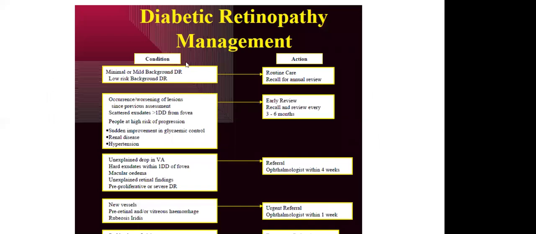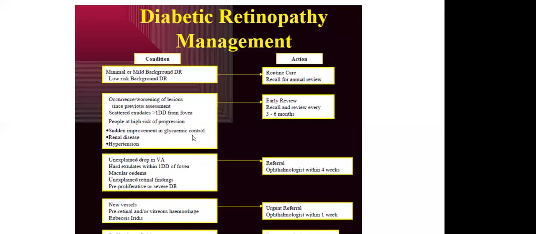So when you screen and the patient has a normal fundus or maybe just a few microaneurysms, okay, continue the routine care and review annually, or like every 9 months to 1 year. That's if you see signs of background retinopathy. All right.